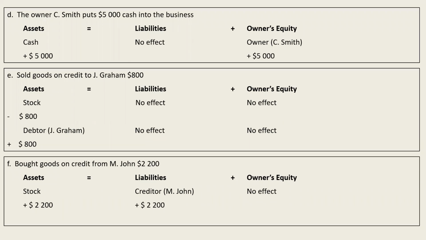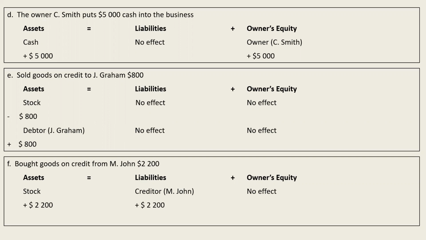Now, you have to understand that the accounting equation doesn't have to affect the three components. It doesn't have to affect assets, and it must affect liabilities, or it must affect owner's equity. It can affect only one component, like letter E there. It shows where this transaction affected only the assets. It didn't affect liabilities. It didn't affect owner's equity. So let's understand what has happened here.